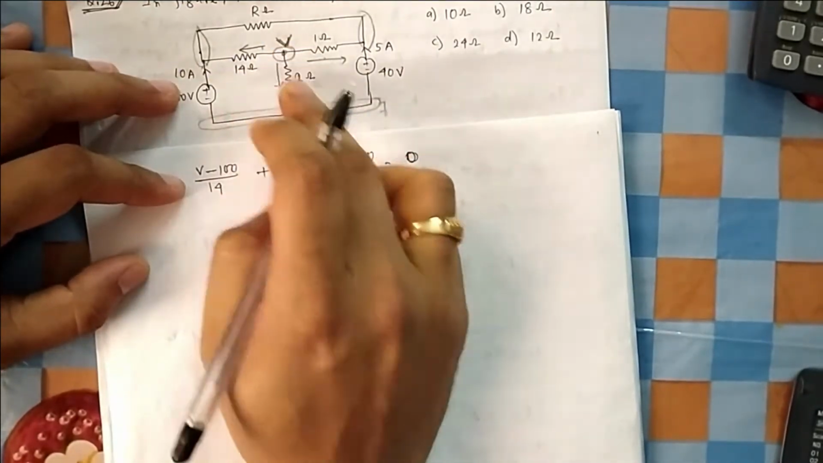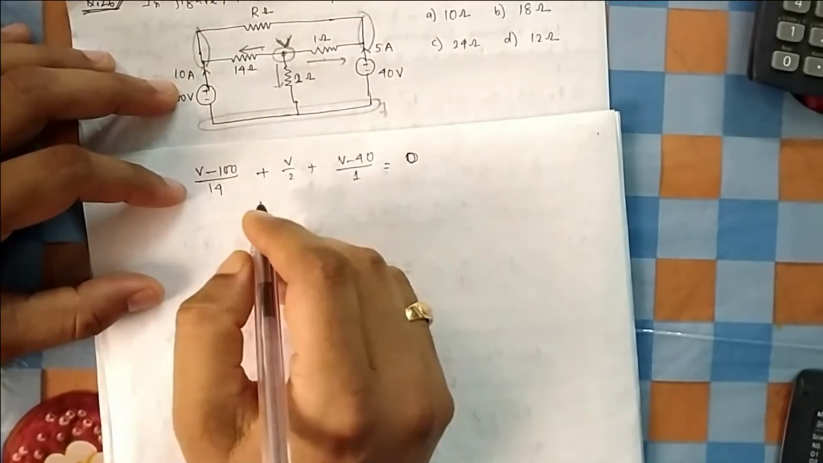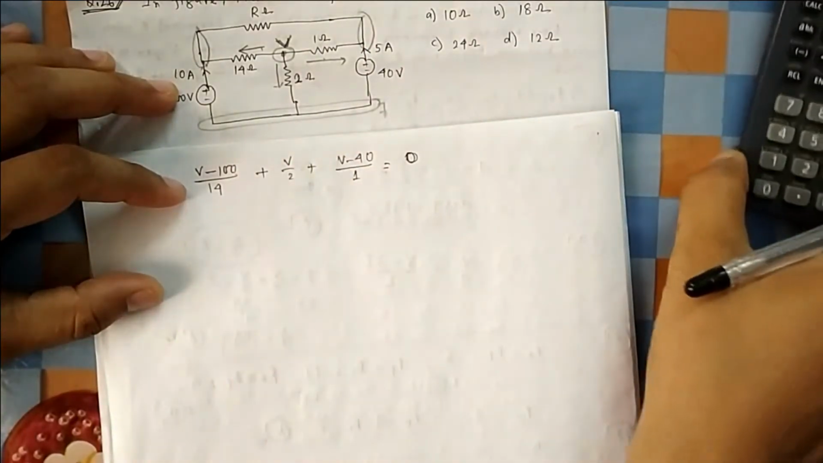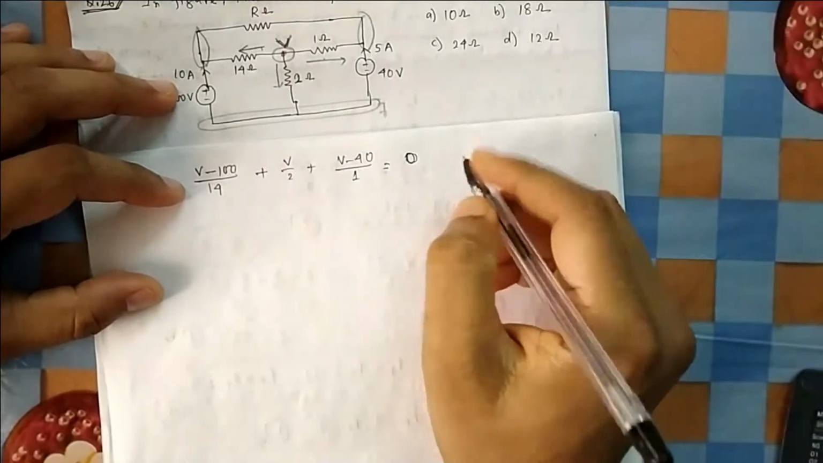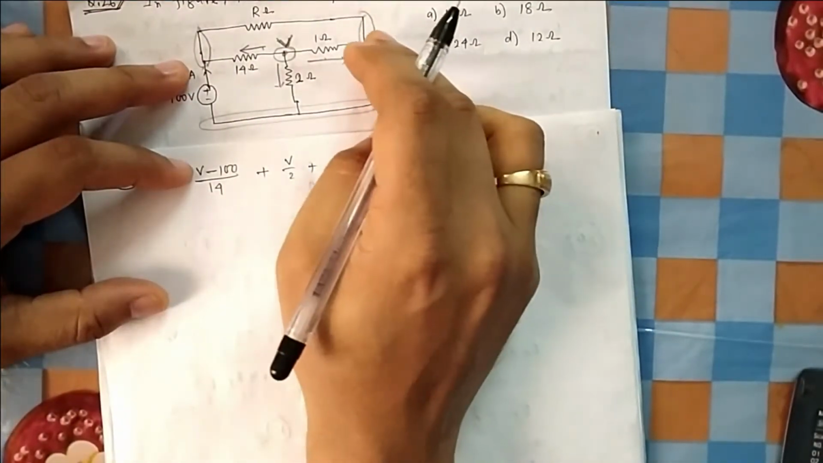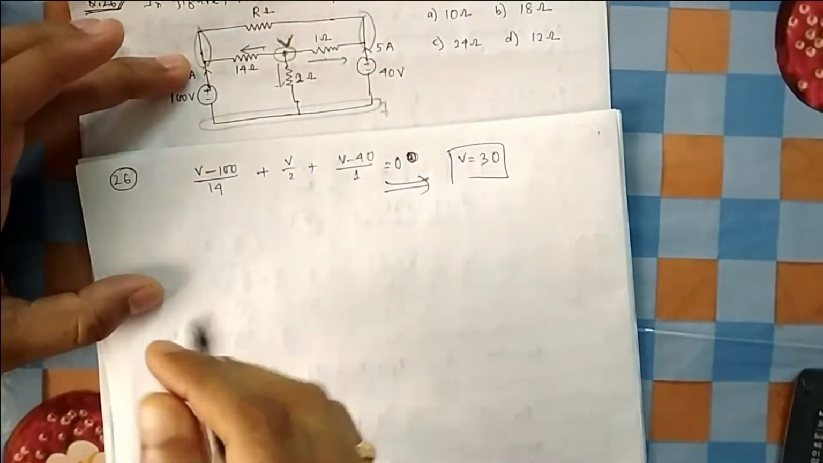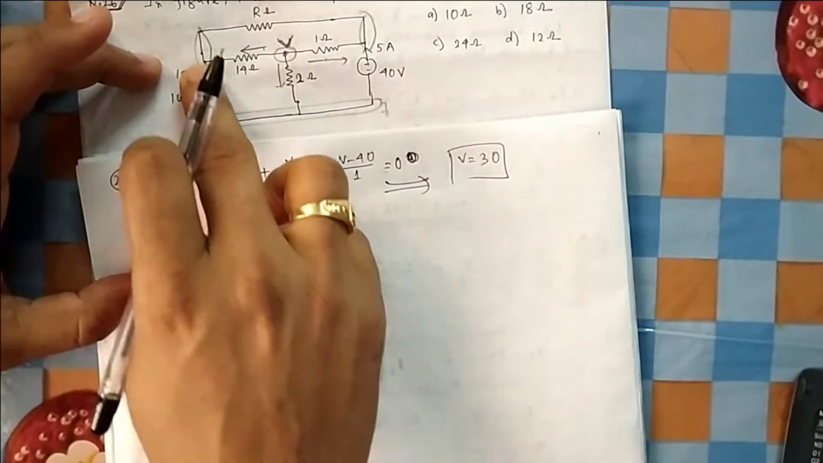If you solve this, you will find the value of V. I am not calculating it, you can find it. If you solve it, you will find V equal to 30. So now you take KCL, nodal at either this point or this point to calculate R, because you know the current of this branch, or this branch also is known.